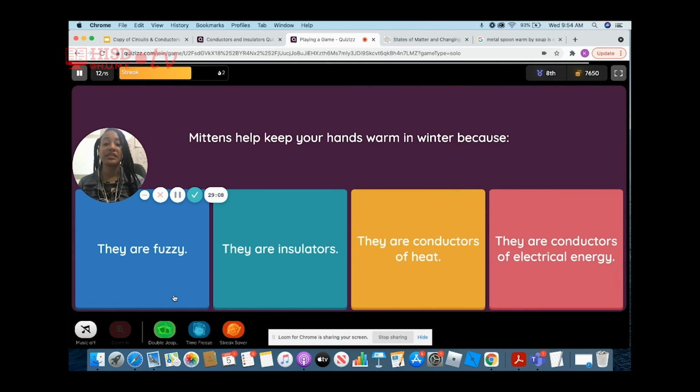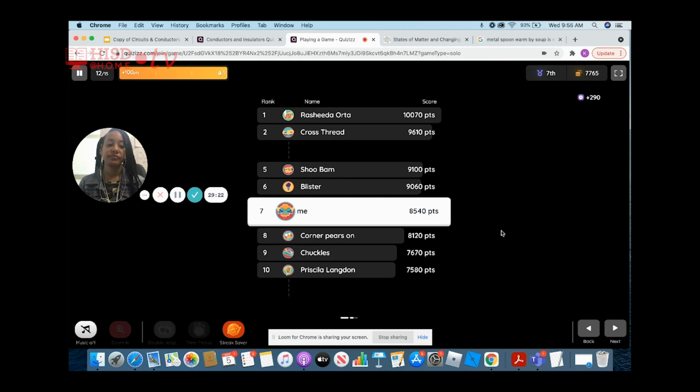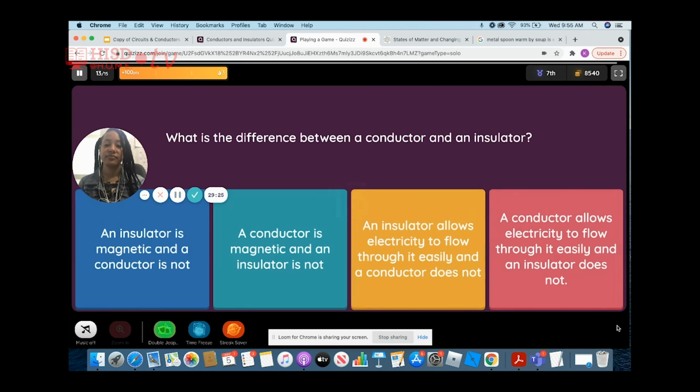The next question says, mittens help keep your hands warm in the winter because they are? Yes, as we have said today, a mitten is an insulator. What's the difference between a conductor and an insulator? Right, what we learned today is that conductors allow electricity and heat to pass because their electrons move freely, whereas insulators do not allow their electrons to move freely. Therefore, they do not allow electricity or heat to move.